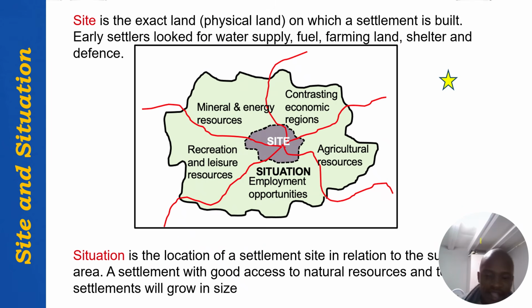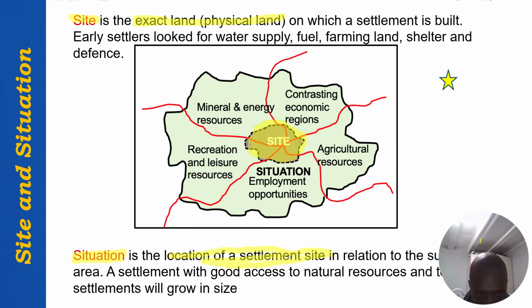Now that we have defined settlement as a place where people live, which includes buildings, economic activities, and transport networks, we need to know how to define these two, right? Site and situation. This is very important, right? A site is the physical or the exact land on which the settlement is built, the exact land. Okay, if you look at this diagram, right in the center of site, this is the exact land where the settlement is built, right? This is where we have our buildings, on this exact land.